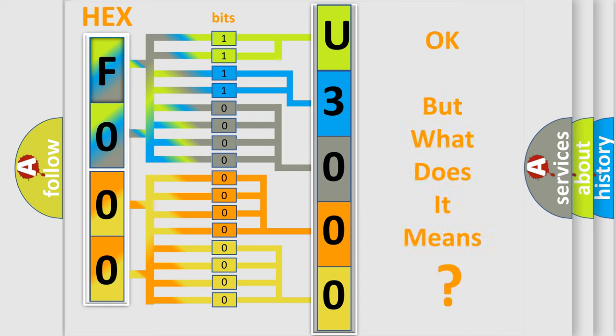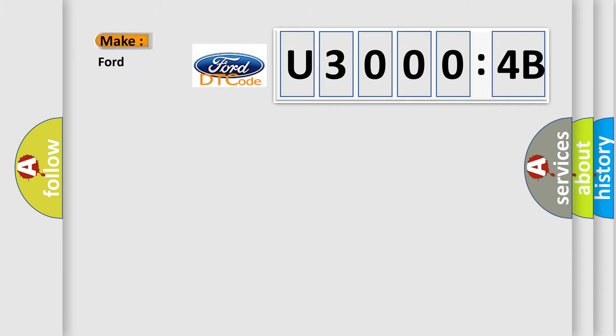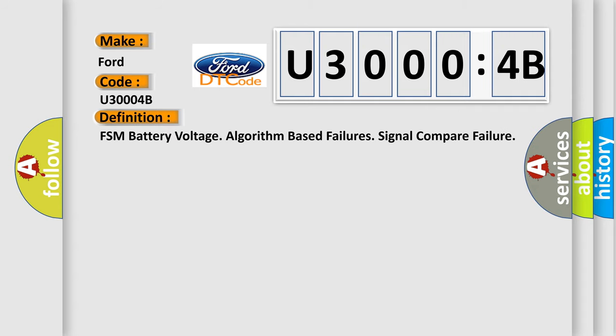The number itself does not make sense to us if we cannot assign information to what it actually expresses. So, what does the diagnostic trouble code U3000-4B interpret specifically for Infiniti car manufacturers? The basic definition is: FSM battery voltage algorithm based failures, signal compare failure.